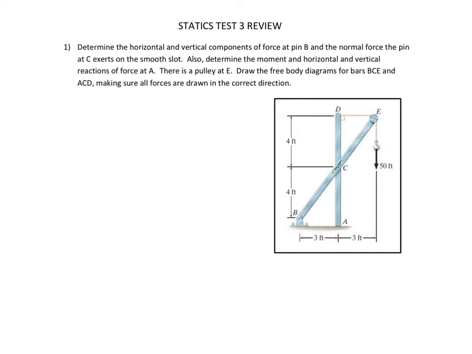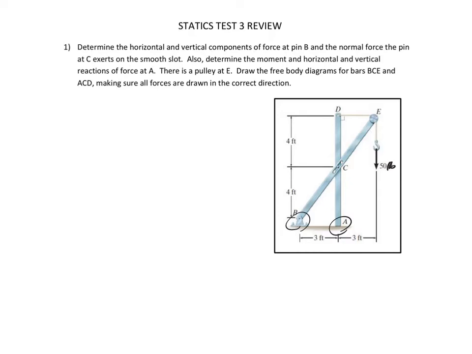So here, determine the horizontal and vertical components of the force at the pin at B, and the normal force the pin at C exerts on a smooth slot. So C is not necessarily a pin. C is something inside of a smooth slot. There's a pulley at E, and of course this should be 50 pounds, not 50 feet. Also determine the moment, horizontal and vertical components of reaction at A. Okay, and draw three body diagrams, making sure all the forces are drawn in the correct direction.